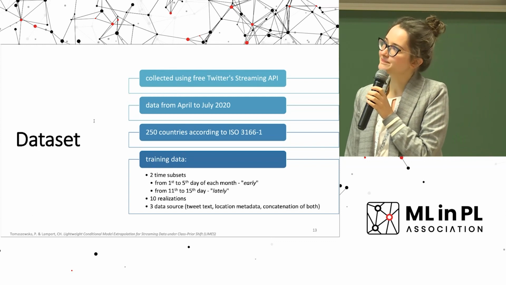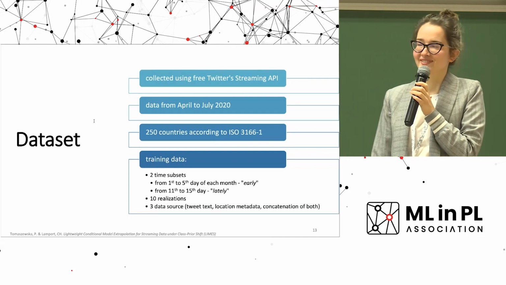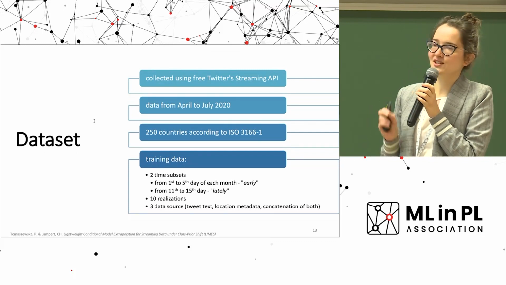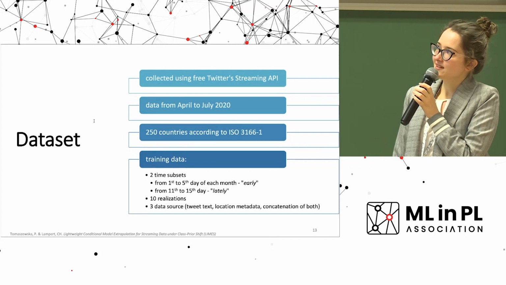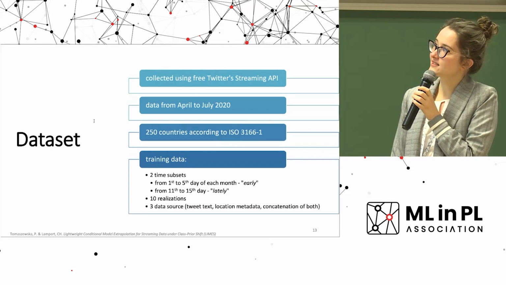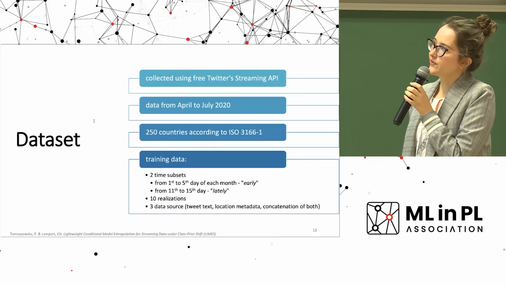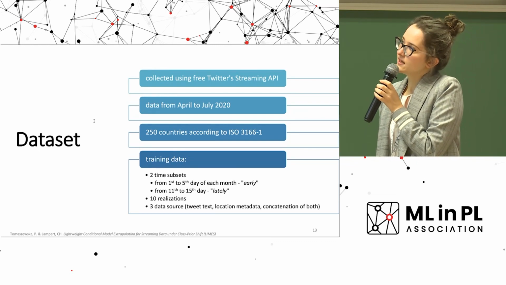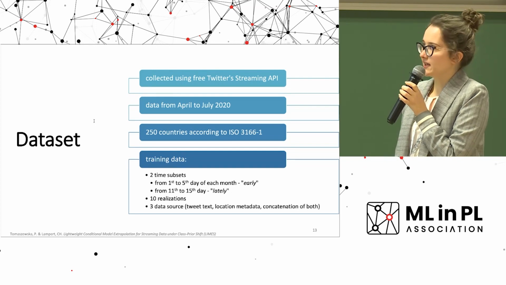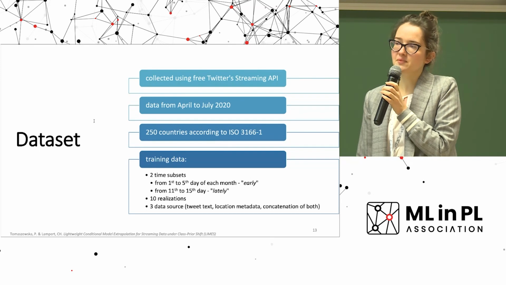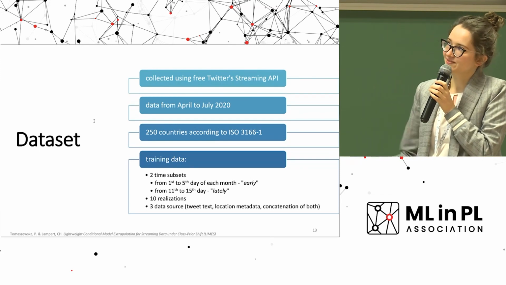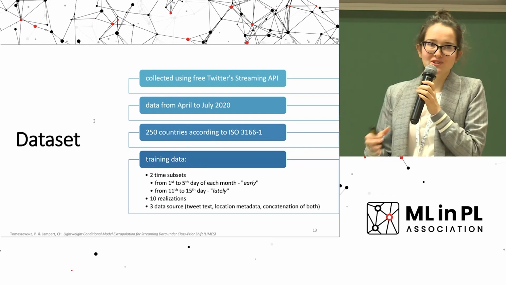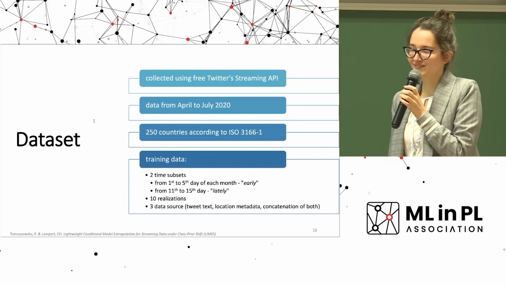When it comes to the training data, we decided to do it in the most fair and responsible way we could. So we decided to create in total 60 different realizations. What does it mean? First of all, we divided the data into two splits. We treated as one part the data from the 1st to the 5th day of each month. This split was called early. The other, from the 11th to the 15th day, was called lately. Also, there were 10 realizations: after the early and lately split, we randomly divided the data into 10 different realizations each. There was a lot of data, so we didn't need to have everything for the classifier to be trained.